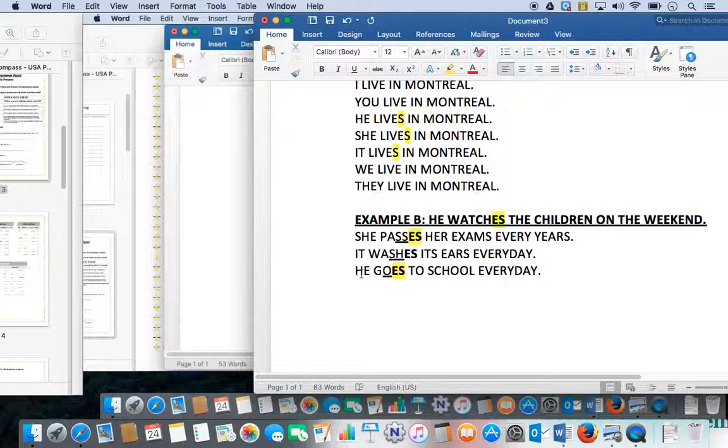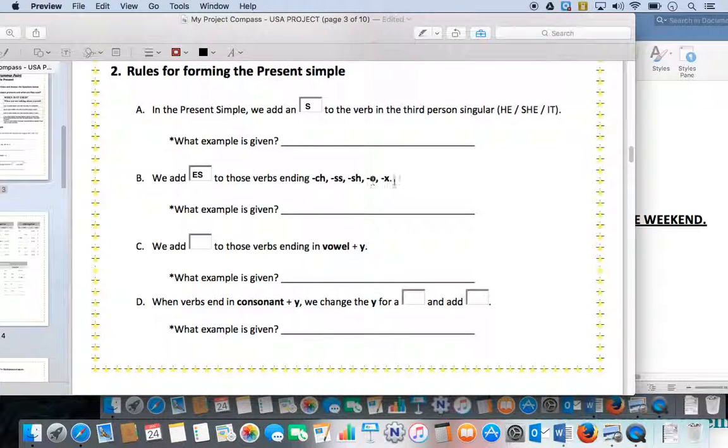But here, for example, if it ends with an O, you're going to add an ES, okay? And that's what makes the exception. So instead of saying GOS, you have to make sure that it's GOES. For example, he goes to school every day. Okay. Then we go on to the last one here, which is an X.